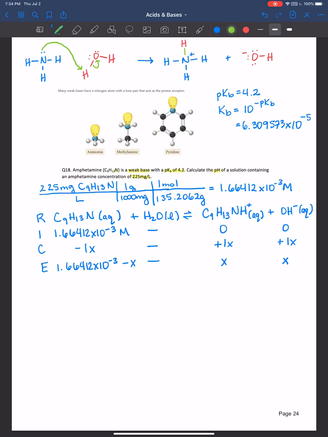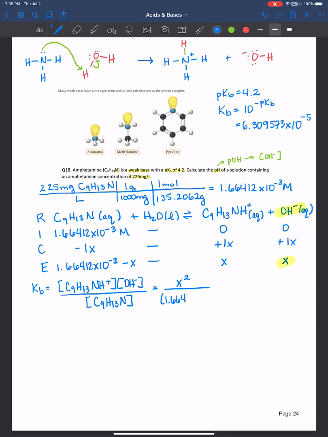So in the end, I know eventually I need to figure out the pOH to figure out the pH, and from there, before I get the pOH, I need the hydroxide ion concentration, and I'm going to get that from this RICE table here at equilibrium. I just need to solve for x, right? It's the goal. Okay, to do that, I'm going to set up the Kb expression here. So Kb is products over reactants. And that's equal to x squared over the 1.66412 times 10 to the negative third minus x.